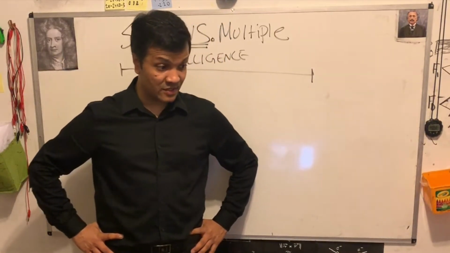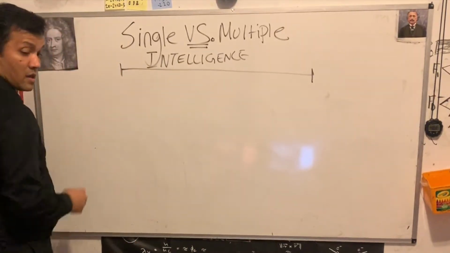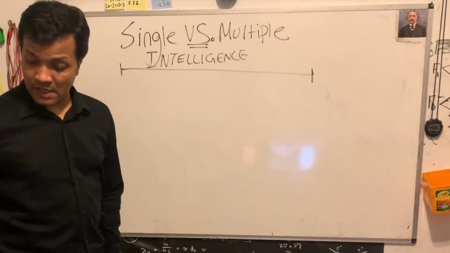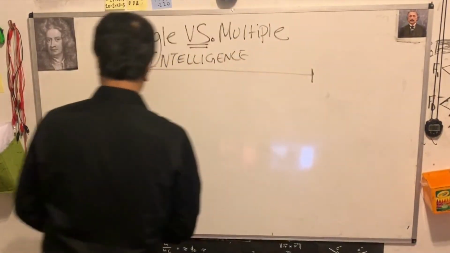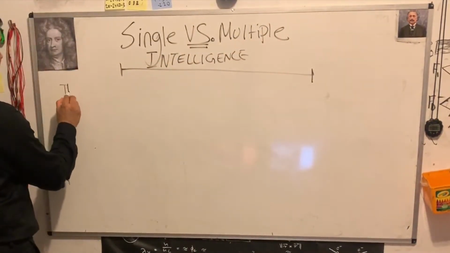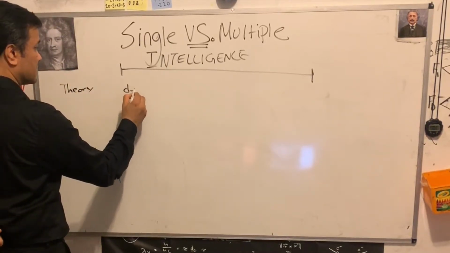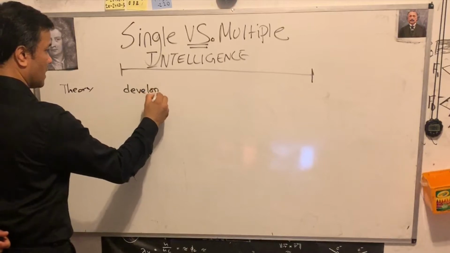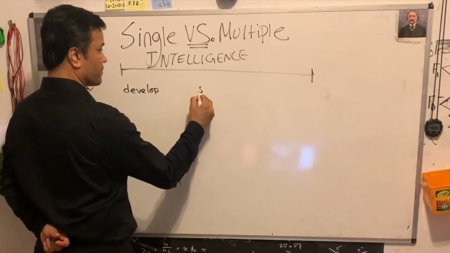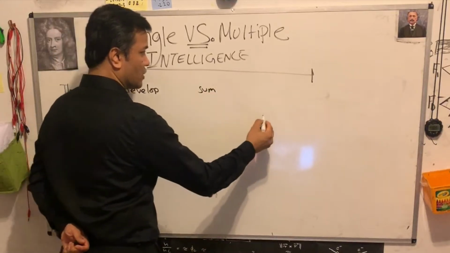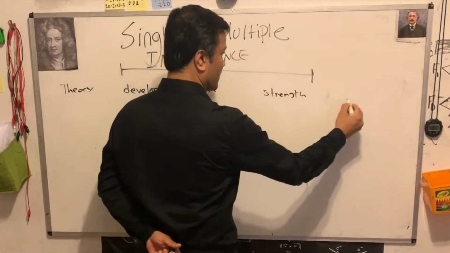Alright, can I have your attention? So the first one, what are we going to write? We're going to write theory. Alright, theory. So you're going to write theory, and then developed by. Who developed the theory? Then we're going to do summary. Summary, and then we're going to do strength, like plus, and weakness, minus.